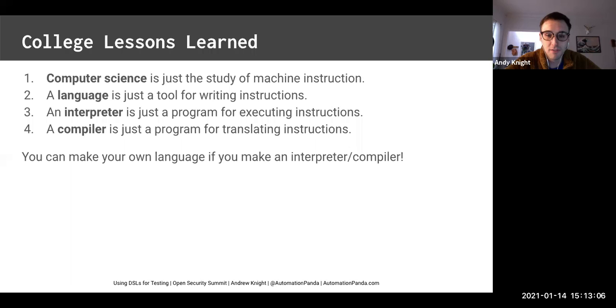And knowing all of this, if you put it together, you can essentially make your own language if you make an interpreter or a compiler. That's all there was to it. You're making a program to run programs. And that just blew my mind. I thought that was the coolest thing ever.